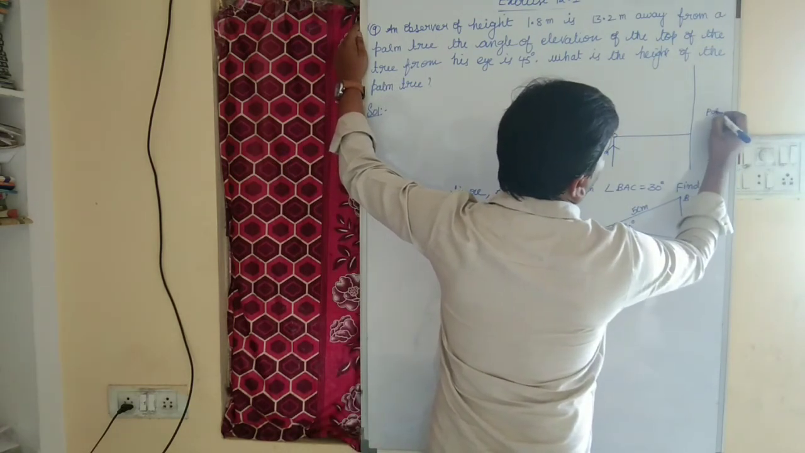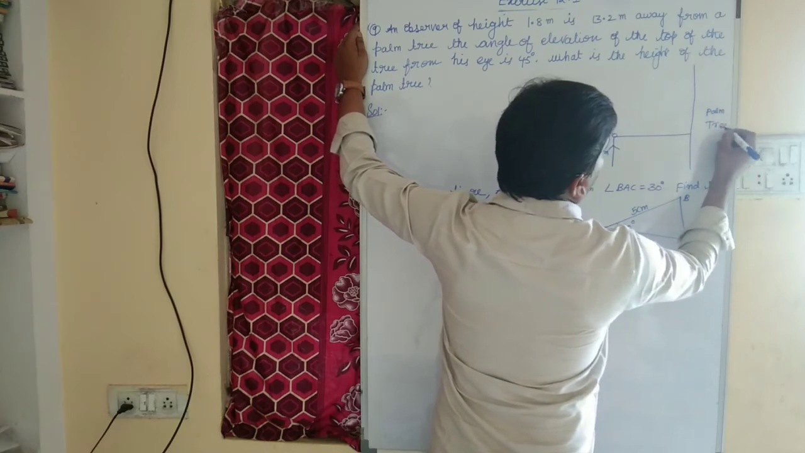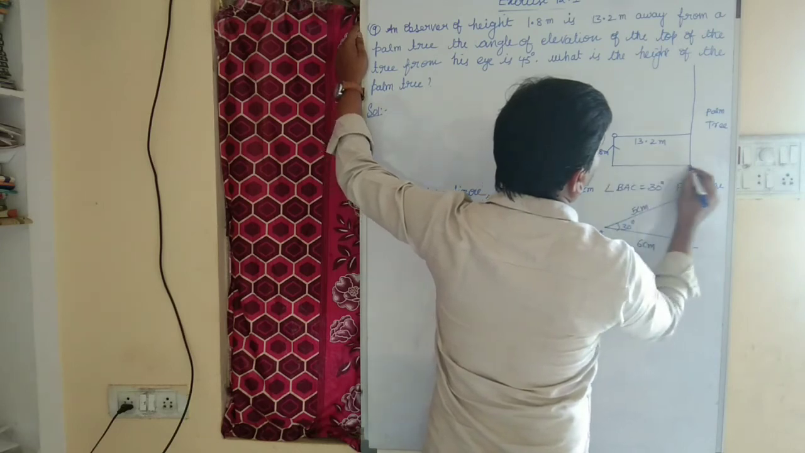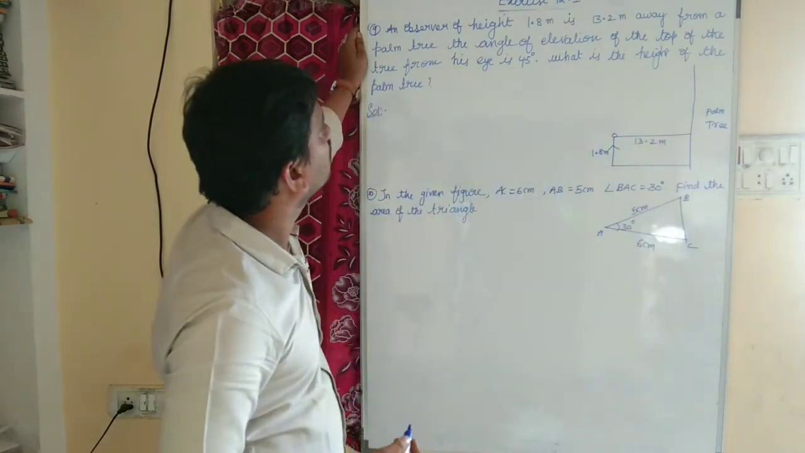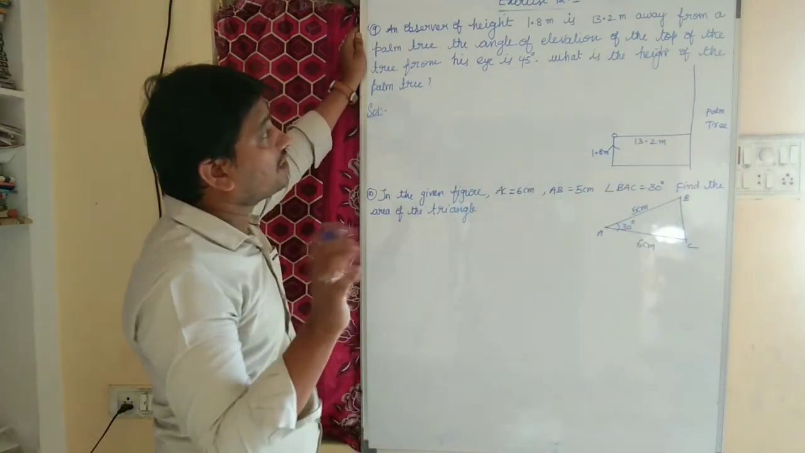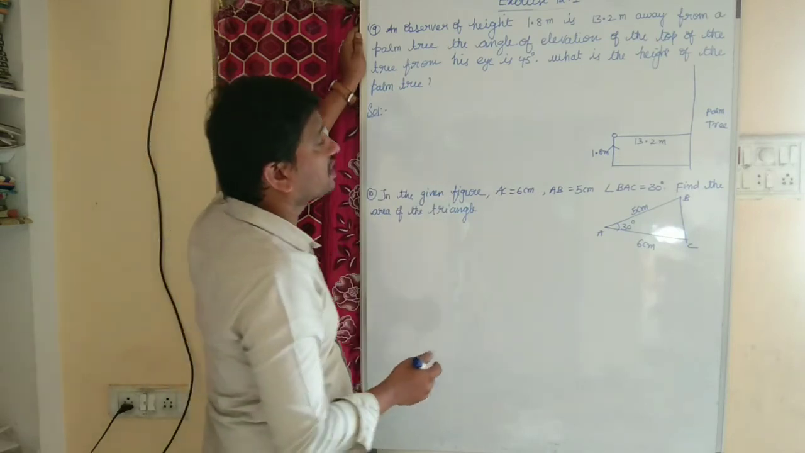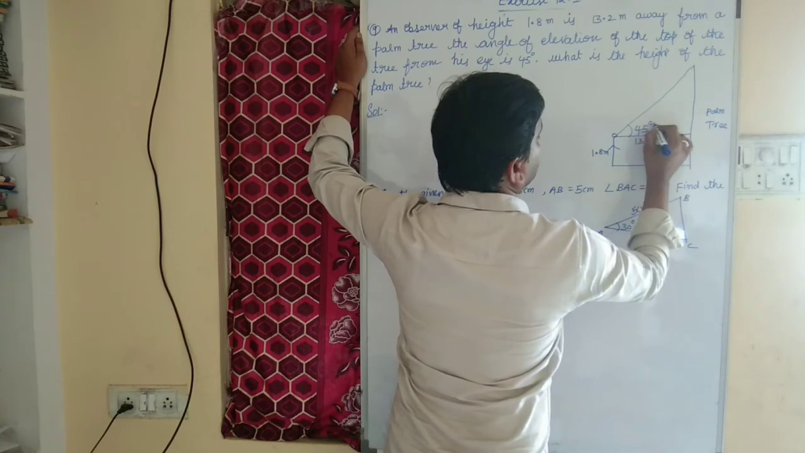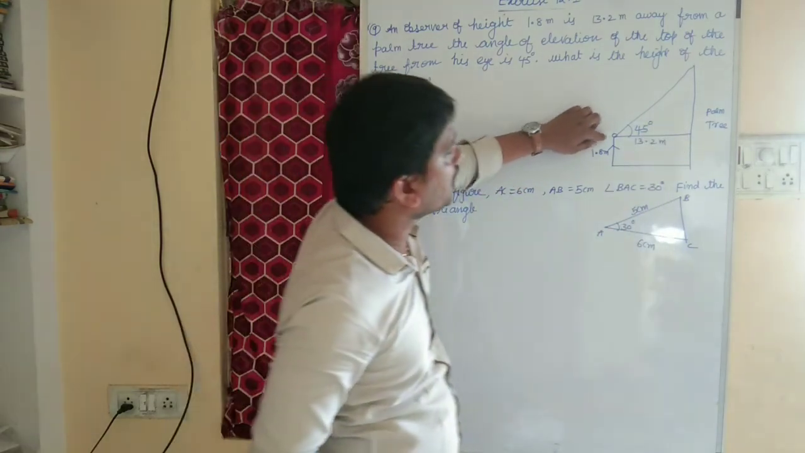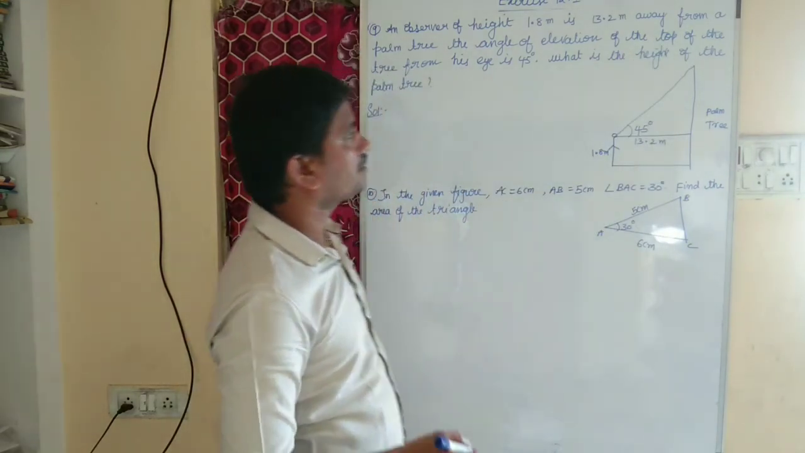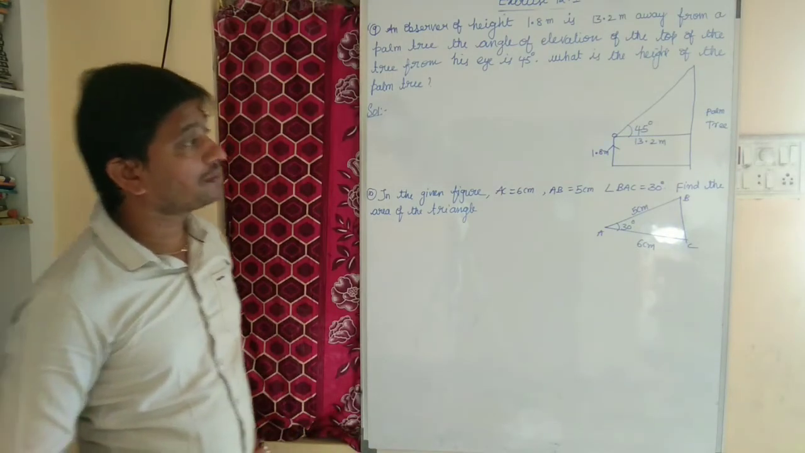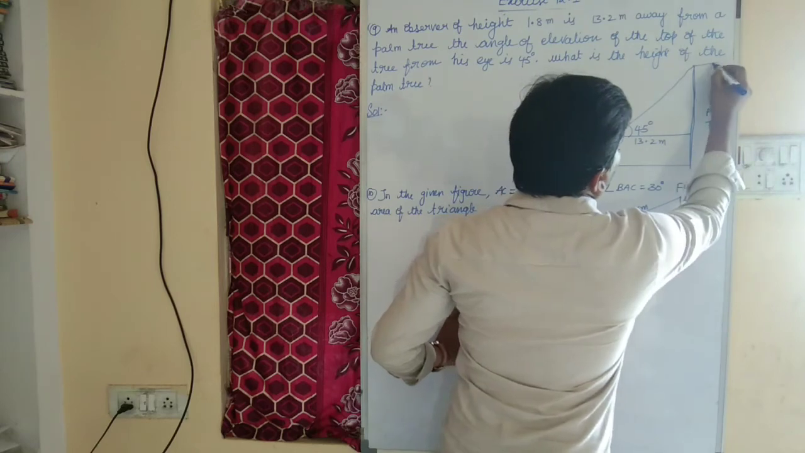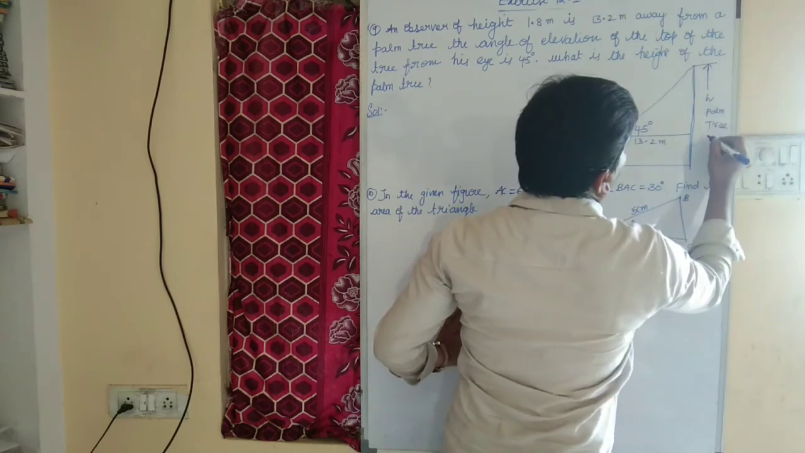This is our palm tree, 13.2 meters away from the observer. The angle of elevation of the top of the tree from his eyes is 45 degrees. What is the height of the palm tree? Actually, this is our palm tree, and they are asking us to find out its height.